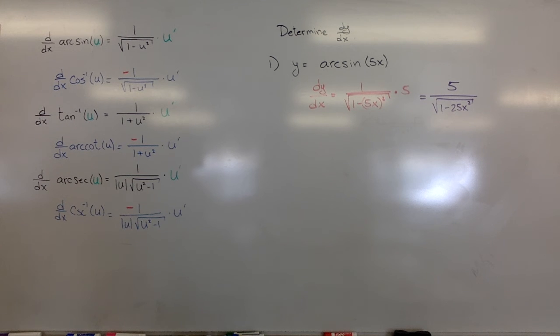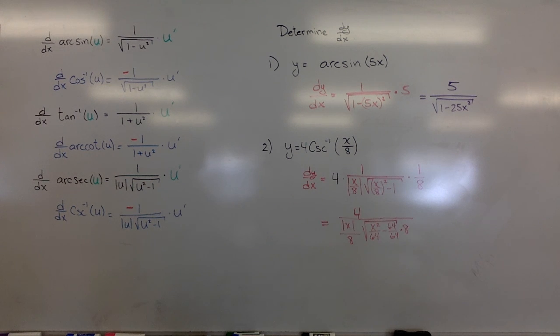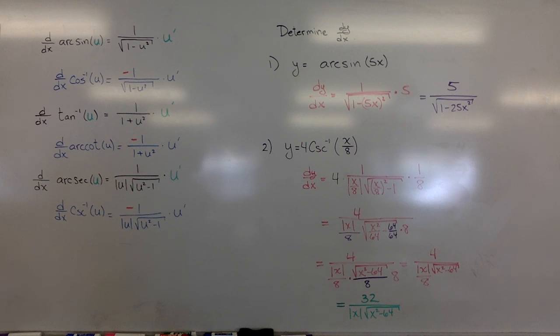Next example. Notice for this one I wrote inverse cosecant. That means the same as arccosecant. Please take a look at the rule over here on the left. Everywhere you see a u, plug in x over 8, and u prime, plug in 1/8. It's going to take a moment to simplify this one because of the complex fractions. Notice the absolute value of 8 is just plain old 8, and I did find a common denominator in the square root. And then we simplify. Ta-da!